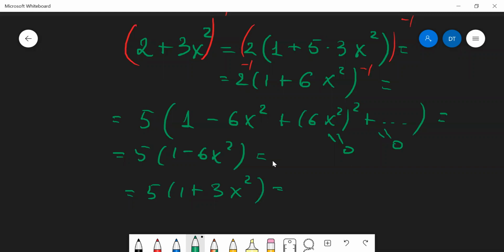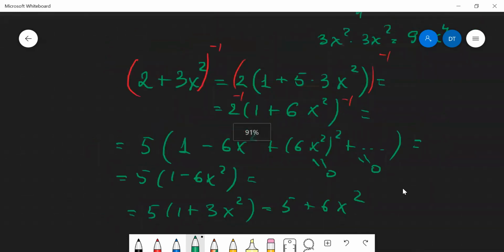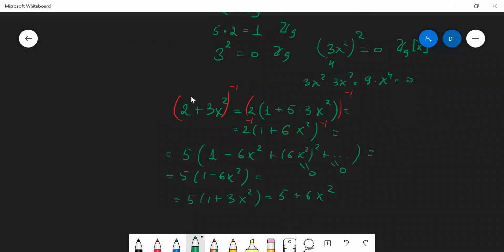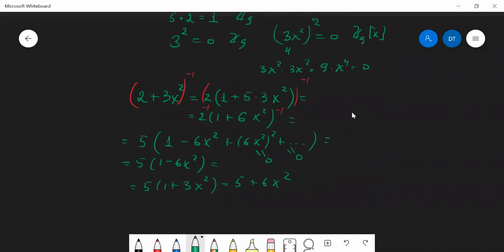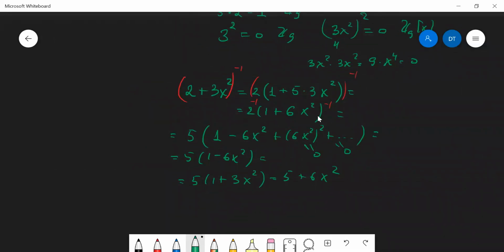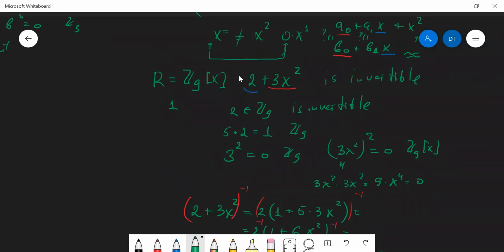And then you just open the brackets and you get 5 plus 15x squared. And 15 is 6 modulo 9. And this is the inverse element. So if you take this polynomial and multiply it by this one, you will get exactly the identity. Just in case, should I repeat the computation or any explanation here? Could you repeat the rule, please? So the sum of any invertible element with a nilpotent element is invertible.